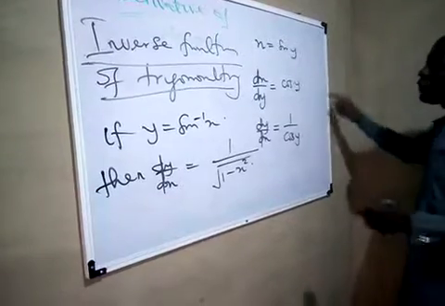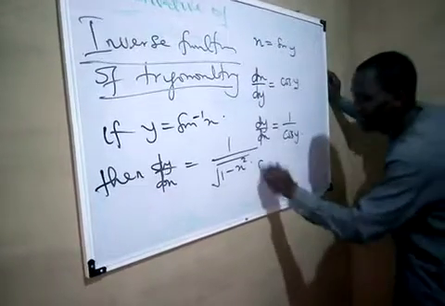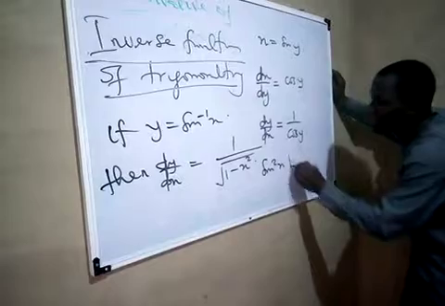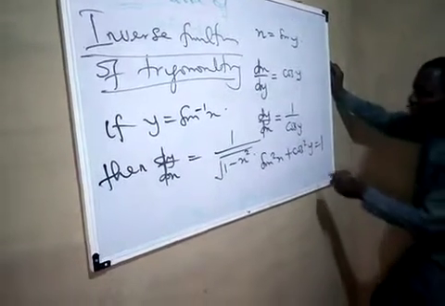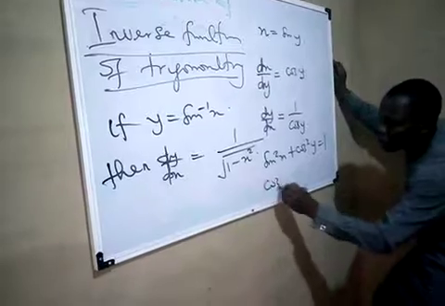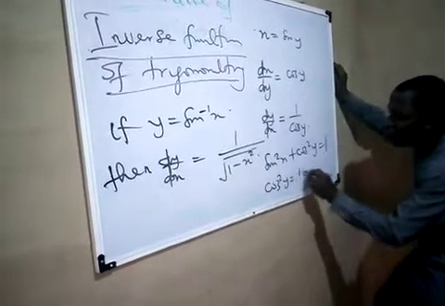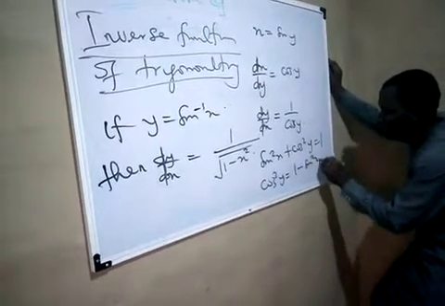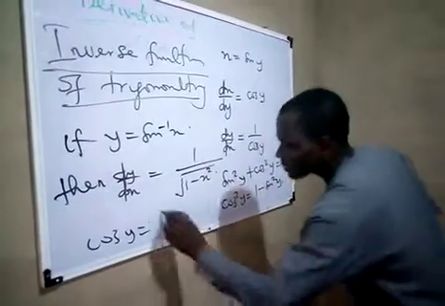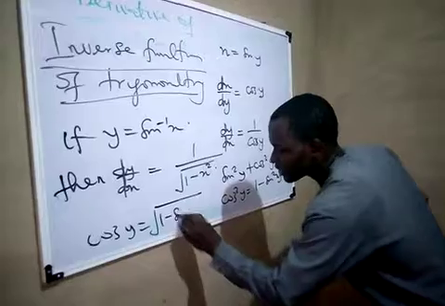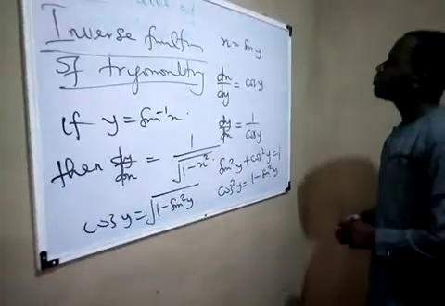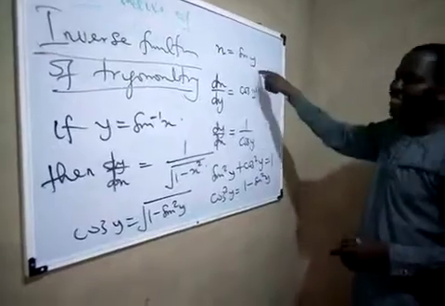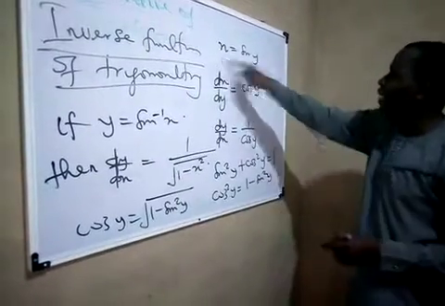So if you are now having 1 over cos y, recall that sin square y, we have derived that today, plus cos square y equals 1. So now we are making cos the subject of the formula. We have cos square y equals 1 minus sin square y. So if I take the square root, I will have cos y equals square root of 1 minus sin square y. But now we said sin y equals what? sin y equals x.